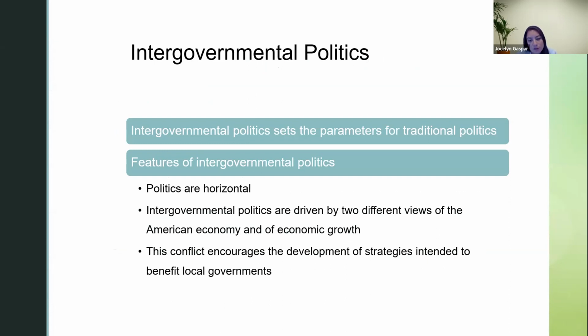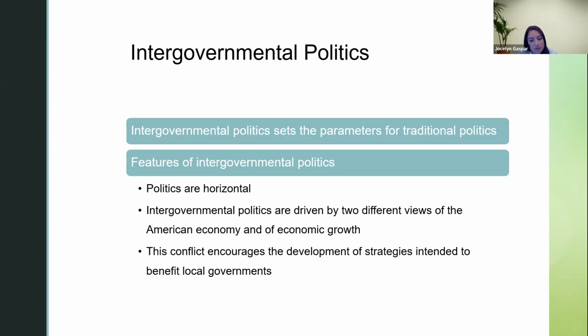So the article then begins by stating that conflict between governments is not seen as political because it doesn't have the social, economic, and racial group involvement influencing governments, but intergovernmental politics set the parameters of choice for traditional politics. And then the article goes into detail about what intergovernmental politics means and what the three important features are that create it. And the first is that politics are horizontal. So this is seen as the competition that exists between federal, state, and local governments within the last 2 centuries.